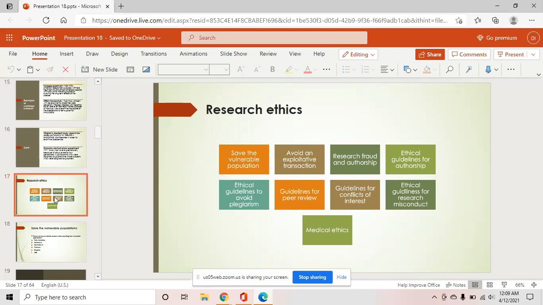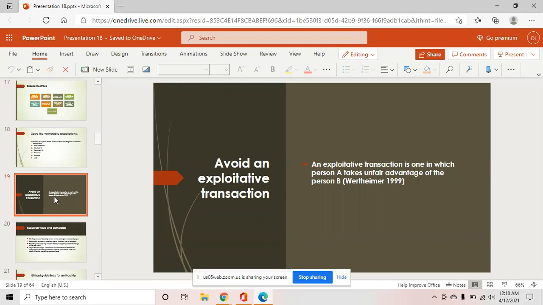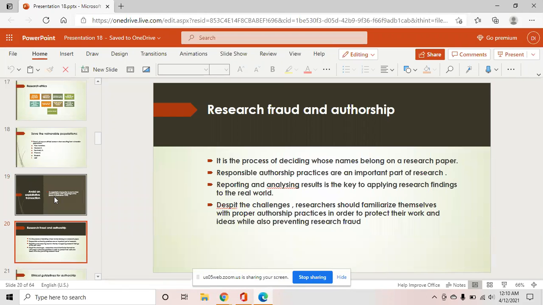Save the vulnerable population. There is always an ethical concern when recruiting from vulnerable populations. Vulnerable populations are people who are poor, homeless, mentally ill, terminally ill, prisoners, students, and staff. Avoid an exploitative transaction. An exploitative transaction is one in which person A takes unfair advantage of person B.